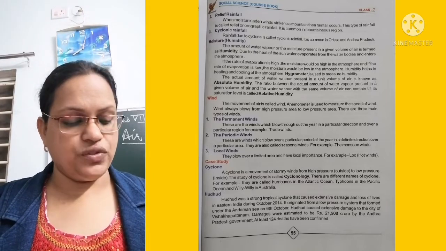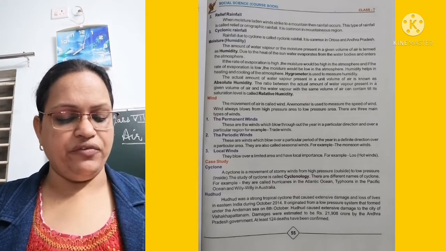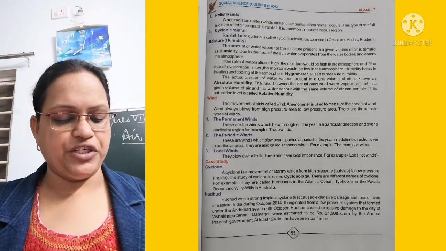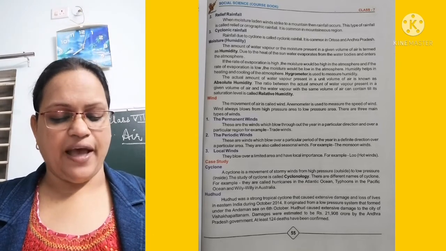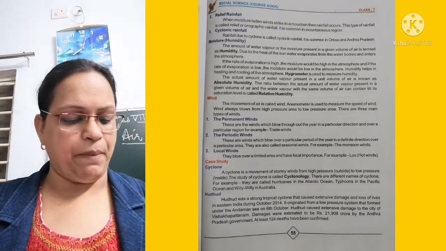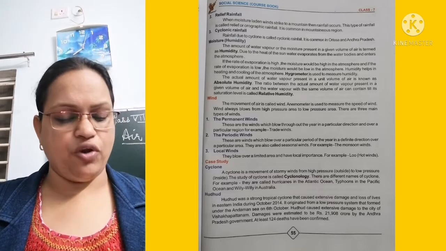Then we have cyclones. A cyclone is a movement of stormy wind from high pressure to low pressure, and the study is called cyclonology. There are different names of cyclone. For example, hurricanes in the Atlantic Ocean, typhoons in the Pacific Ocean, and Willy-Willy in Australia.